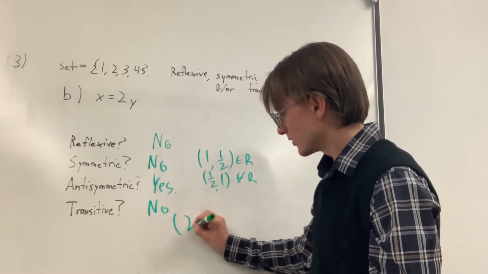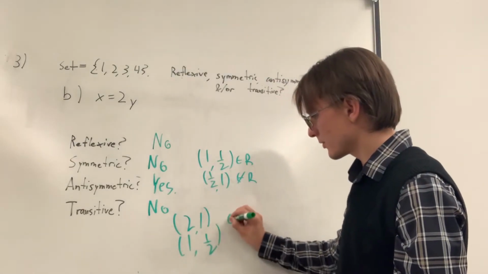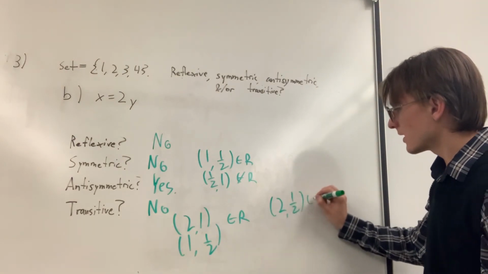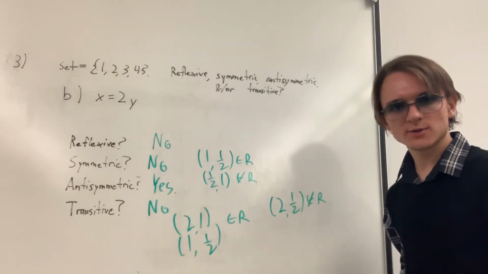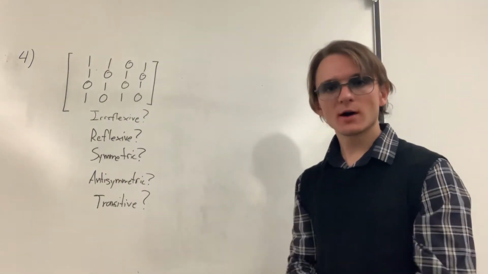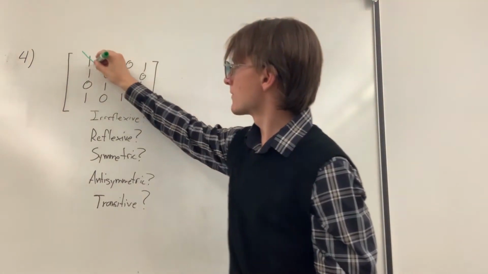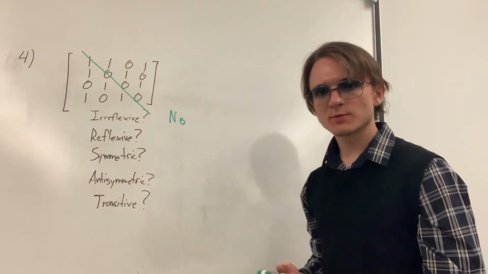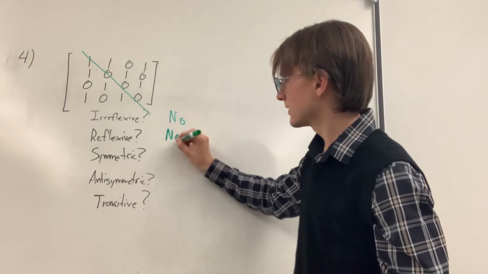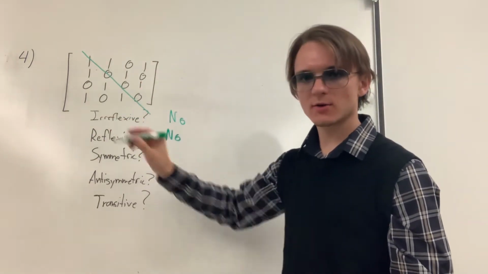Is it transitive? No. Well, we have 2, 1, we have 1, 1/2, both in the relationship. But 2, 1/2 is not in the relationship, so therefore not transitive. Matrix now. Is it irreflexive? Well, not all of the diagonals are zeros, so no. Is it reflexive? No as well, because we have 3 diagonals which are not 1s. It is not reflexive. Is it symmetric? Yes, because it's mirrored across the diagonal.